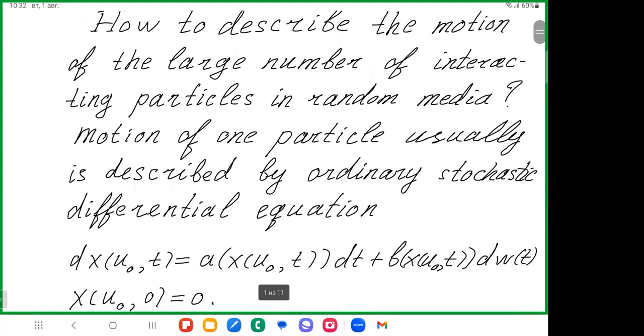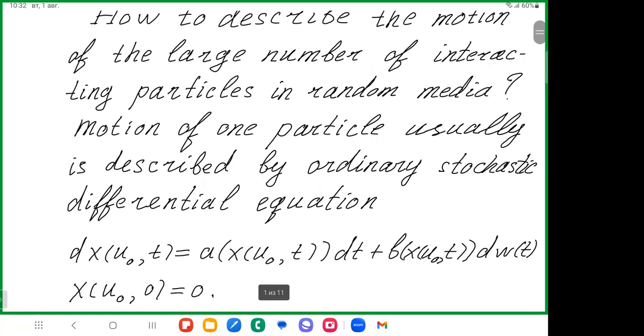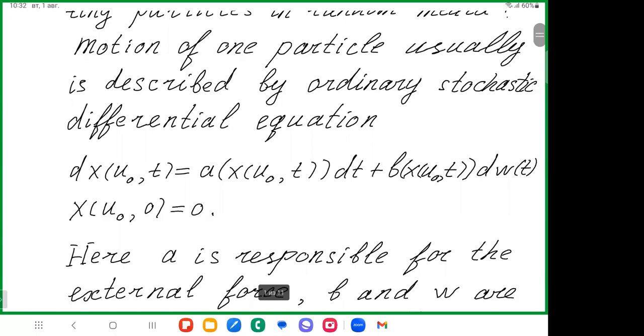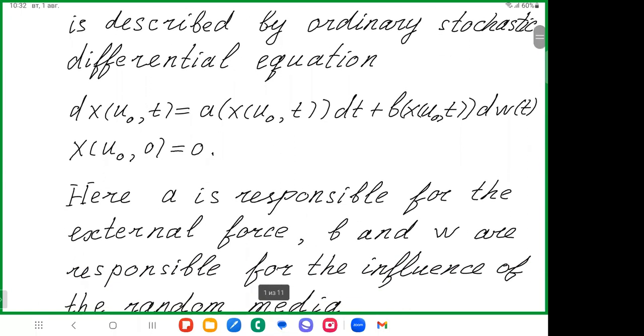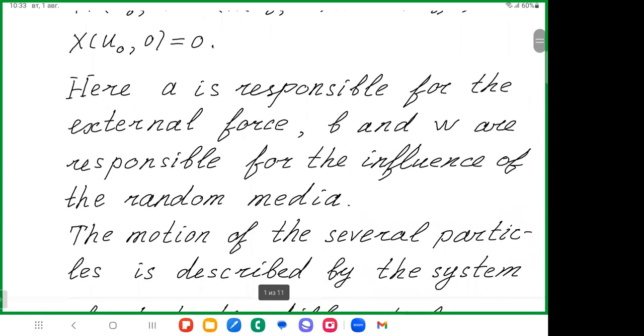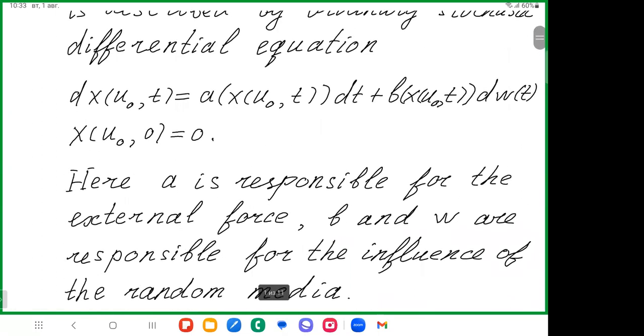Usually, the motion of one particle is described by the ordinary stochastic differential equation, like what is written. And here, the coefficient A is responsible for the external force, and coefficient B, together with Wiener process W, is responsible for the influence of the random media. Then let us ask how one can describe the motion of several particles.